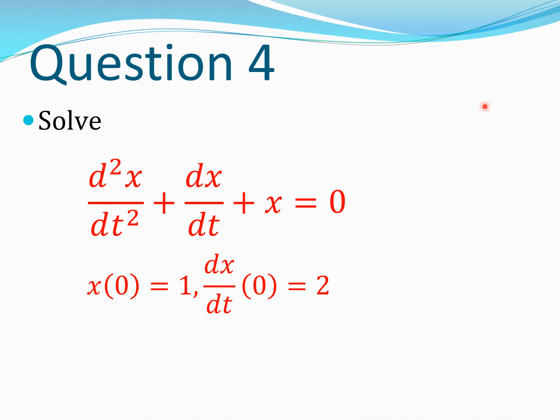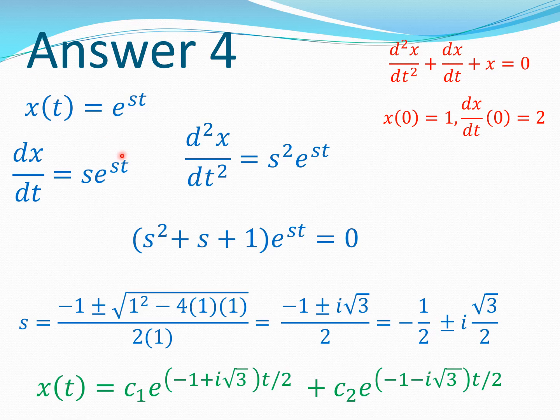Now let us take the previous differential equation and create a new question by simply replacing the 4 by 1. So that's the big difference here. The initial conditions are kept exactly the same. So let's try to solve this problem. I'm going to solve it using the same assumption that x(t) is e to the power st. I get the first derivative, the second derivative, plug it back into the differential equation here. That's going to give me the characteristic equation s square plus s plus 1 equal to 0.